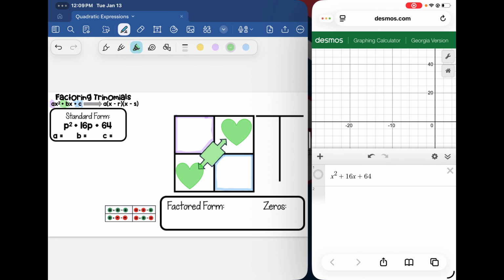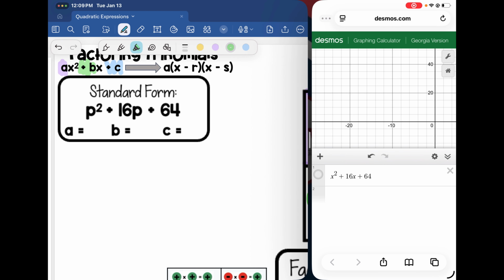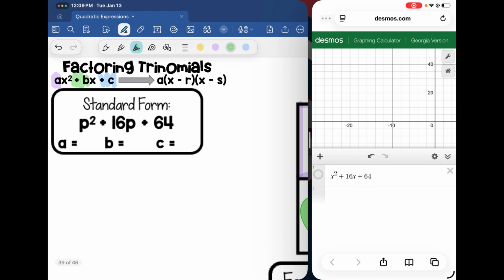All right, let's do another example. This example says p squared plus 16p plus 64. First, what is your a value? All right. So you should have said 1. What is your b value? Should have said 16. And what is your c value? Should have said 64. So this is a good one because everything is positive. I don't have to worry about all that switching my signs and stuff.